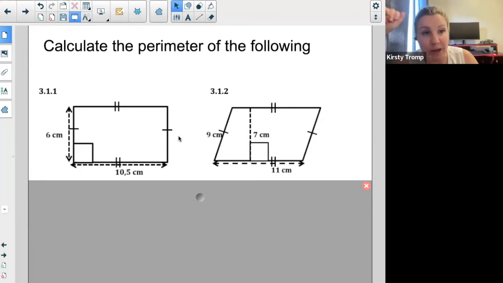So 3.1.1, 3.1.2. I am giving you 3 minutes to do both questions, okay? If you don't get both done in 3 minutes, don't panic. It's going to be okay, all right? Go have a look at those two questions, and then we're going to look at them together.